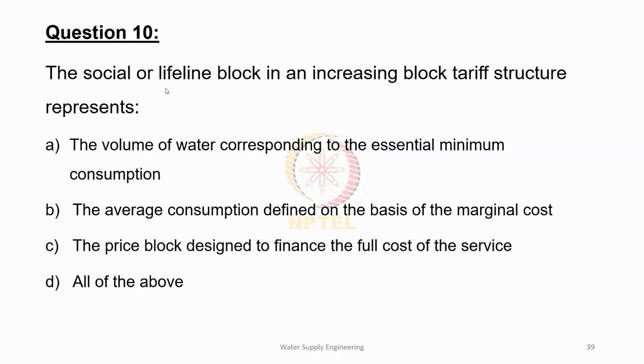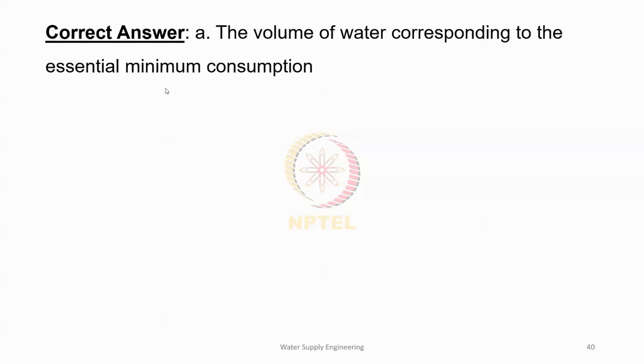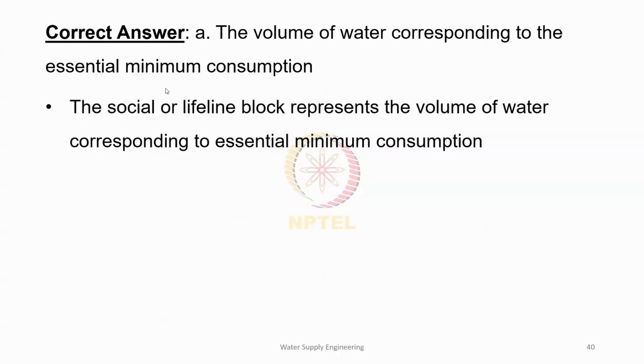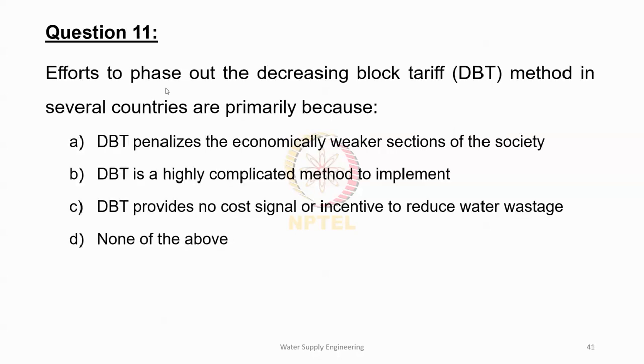Okay. So the correct answer is option A, the volume of water corresponding to the essential minimum consumption. So the social or lifeline block is the first block which represents volume of water corresponding to essential minimum consumption.